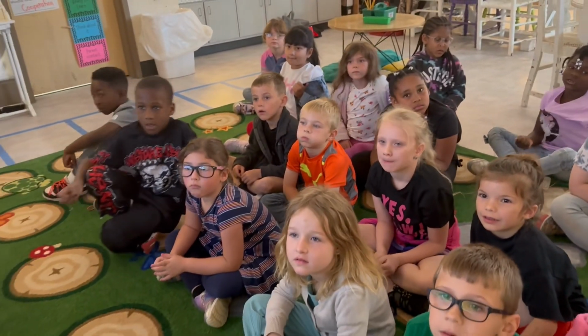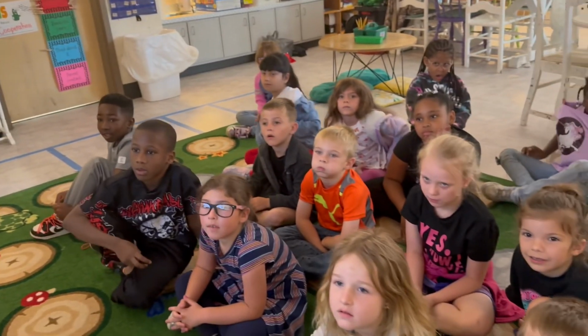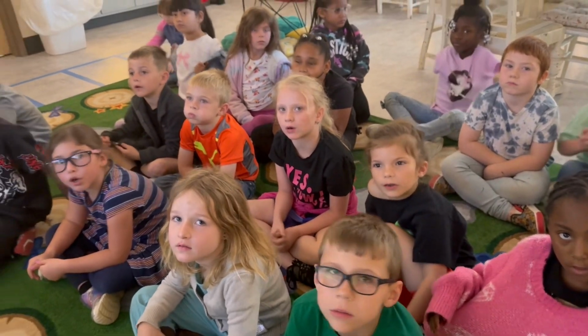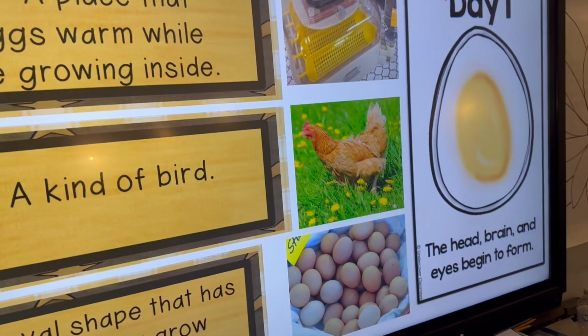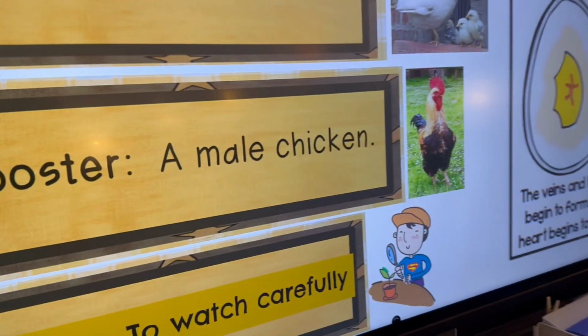What's this last juicy vocabulary word that we learned on day 1? Chicken. A chicken is a kind of bird. All right, so those are the 3 things we learned on day 1. And on day 1, the head, brain, and eyes begin to form. Let's look at day 2.